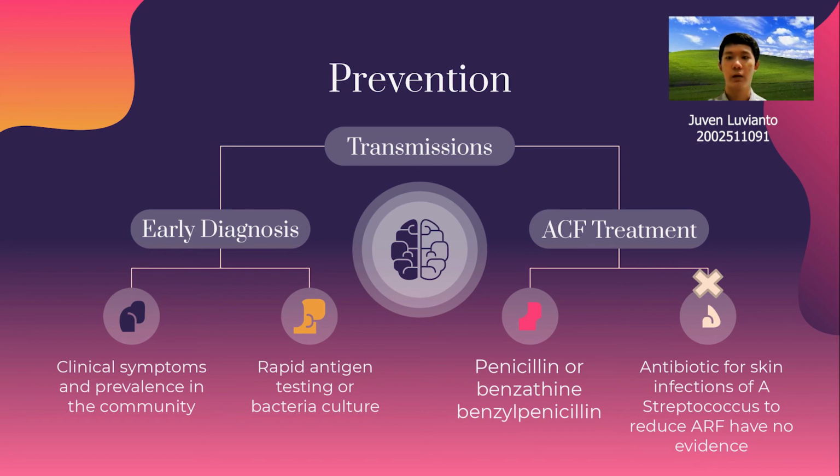Rapid antigen or culture is needed to confirm whether the cause is group A streptococcus or not. The early treatment of group A streptococcus can also prevent acute rheumatic fever. Studies show that the use of penicillin or benzathine penicillin in throat infection of group A streptococcus is effective to reduce the risk of acute rheumatic fever. But there is no evidence of the effectiveness of antibiotic use for skin infection of group A streptococcus to reduce the risk of acute rheumatic fever.